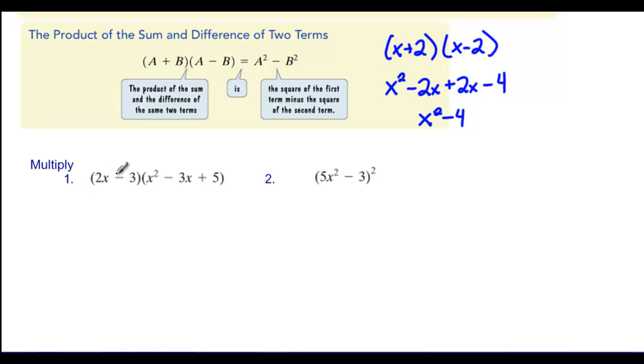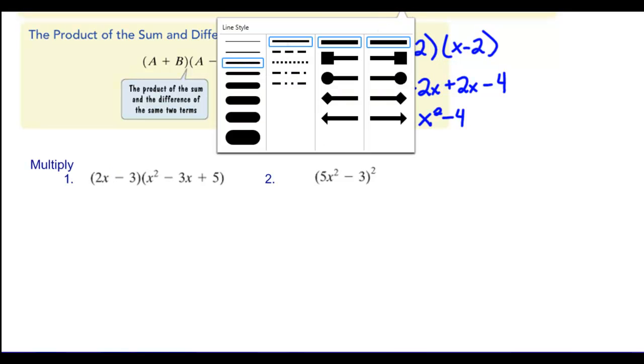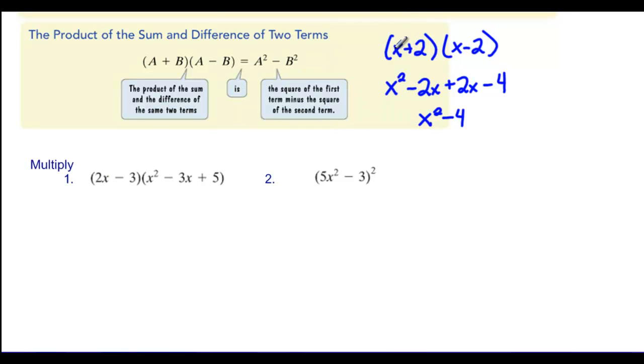So let's look at multiplication where it's a little bit more involved. With FOILing, we're just taking this x and distributing it to these two terms, and then taking the 2 and distributing to these two terms. So here with number 1, we're going to use that same idea, but obviously there's 3 terms in the second polynomial. So we're going to do 2x times all 3 of these terms, and then the negative 3 times all 3 of these terms, and then we're going to combine like terms.